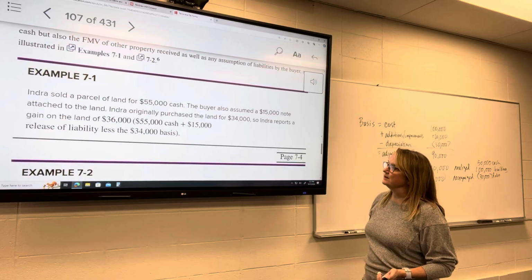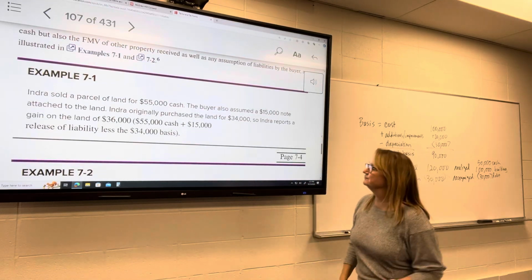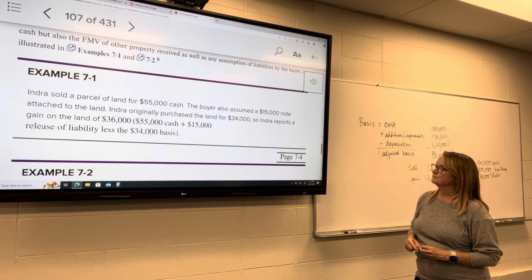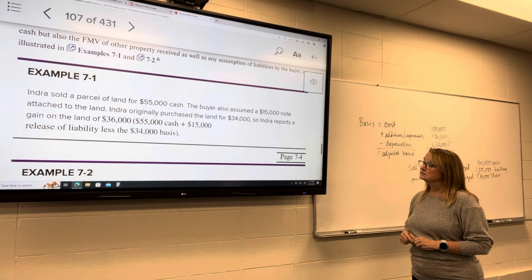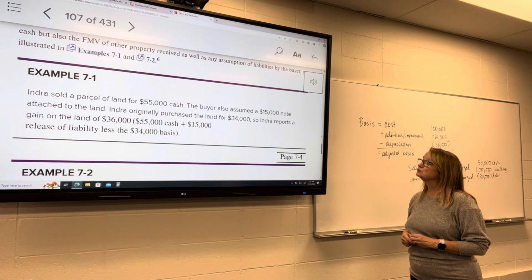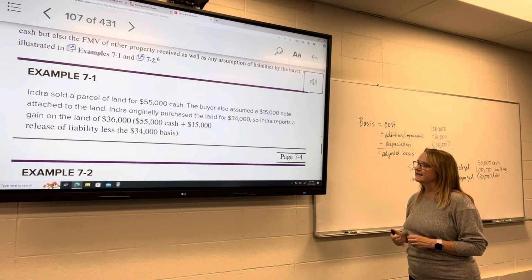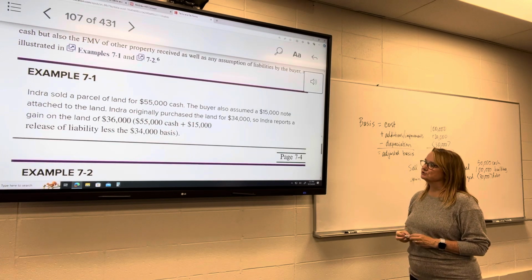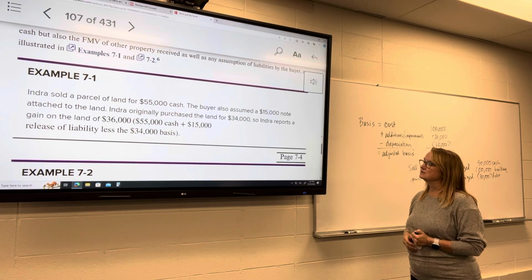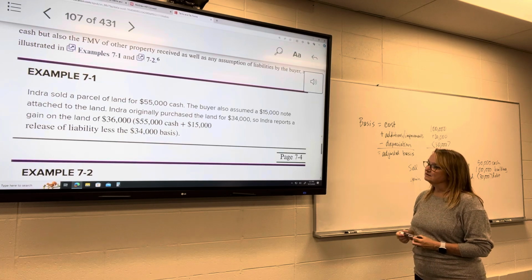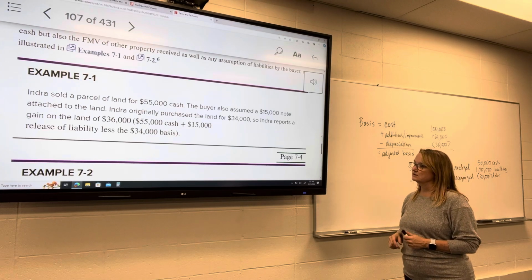Yeah. Okay, so Indra sold a parcel of land for $55,000 in cash. The buyer, the person who purchased it, also assumed a $15,000 note that was attached to the land. She originally purchased the land for $34,000. Her gain on the sale of the land is $36,000.